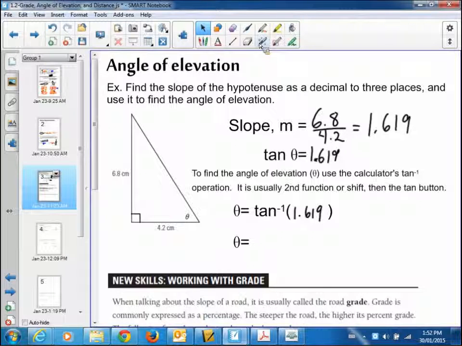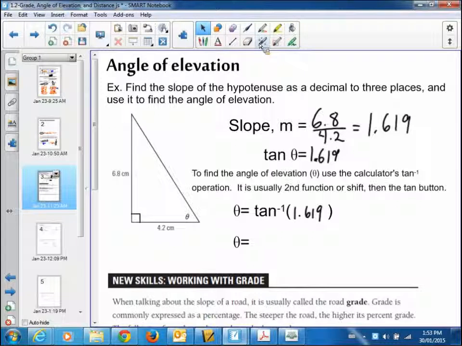Now, we've got, I think, 58 degrees. You got to make sure too that you're on degree mode, not grade mode. If you're not getting 58 degrees, you're not on degree mode.